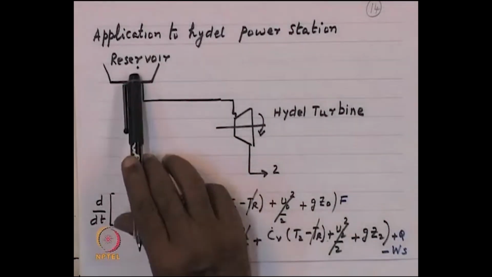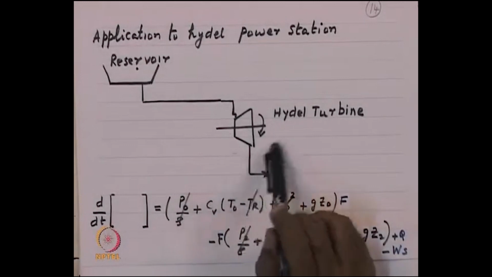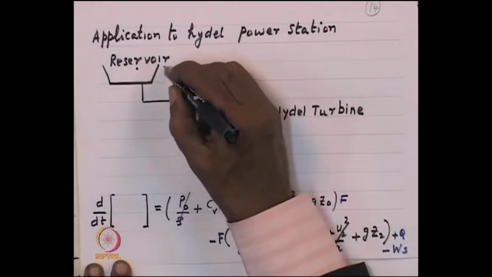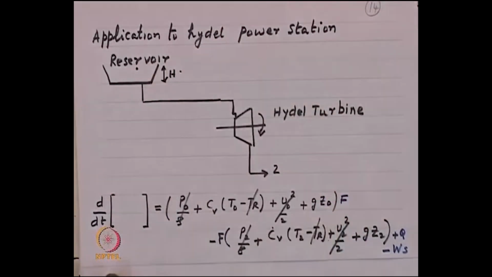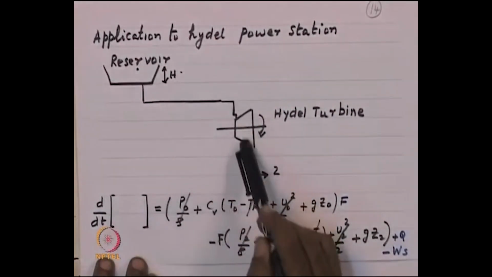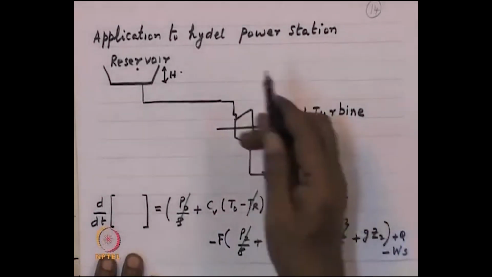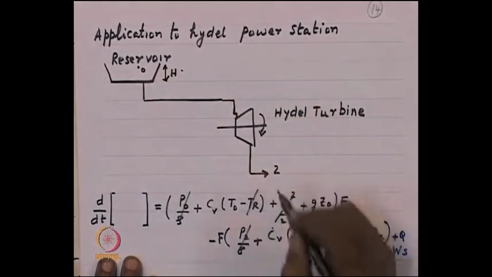So, you have a reservoir which holds a huge quantity of water, at a level much higher than our hydel turbine, which is at a lower level. Therefore, there is a difference of height of so many meters, and that height difference can be exploited to derive energy from the water. The water of the reservoir goes through a pipeline into this turbine, which turns the turbine, and this turbine turns a generator, and that is how we get electricity. So, I have taken this as position 0 and this as position 2.